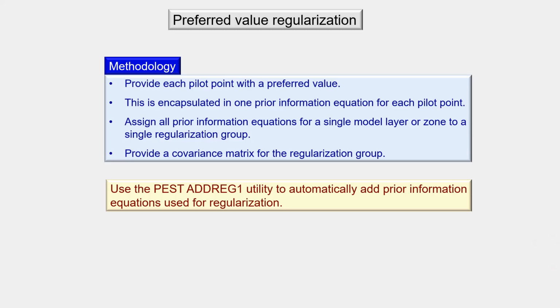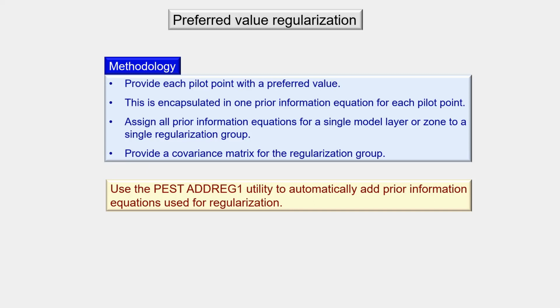So it's very easy to implement. The addReg1 utility provides a preferred value for each pilot point, for each parameter in a pest control file, equal to its initial value. But then we have to take another step. So addReg1 adds a prior information equation for each pilot point.